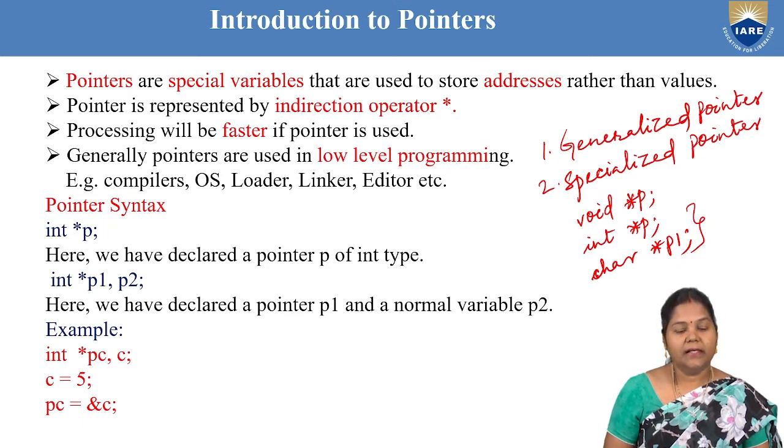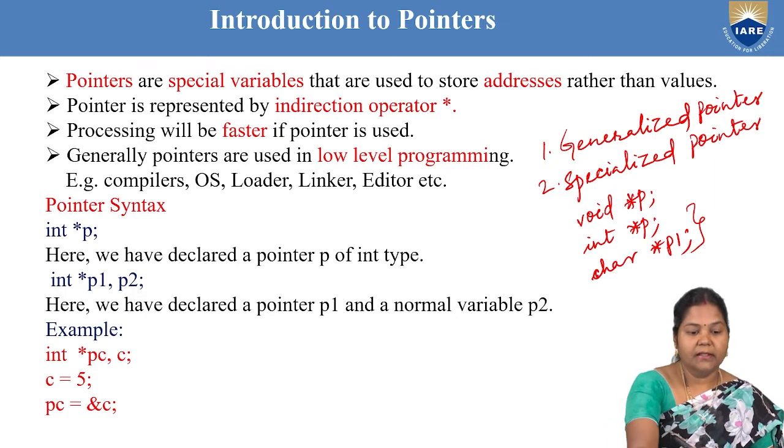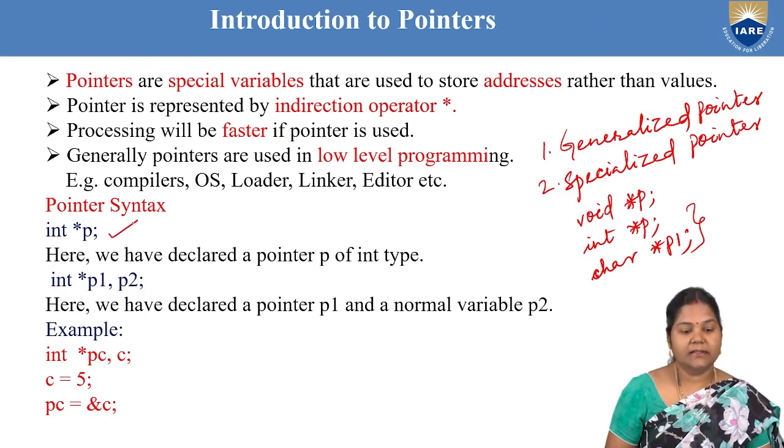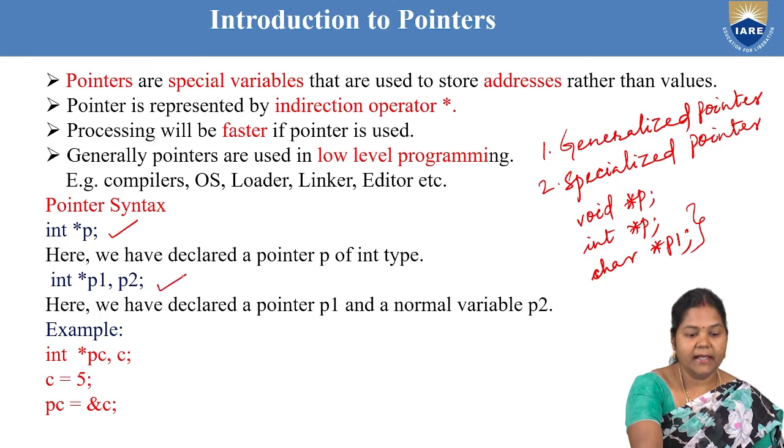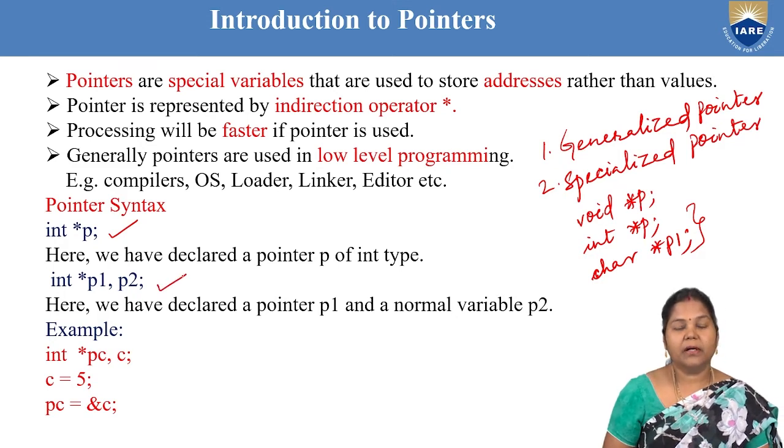Now, we can declare a pointer p using the syntax int star p. So, the star indicates that this particular variable is not going to store an integer value, but it is going to store the address of an integer. Similarly, you can write int star p1 comma p2. Here p2 is a simple variable which will store a value inside it, whereas p1 is a pointer type variable which will store the address of another variable.